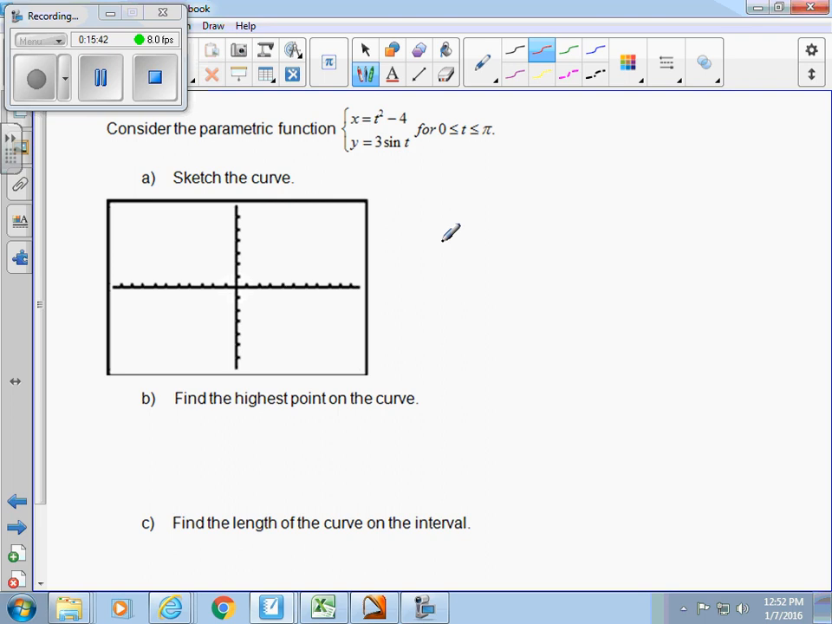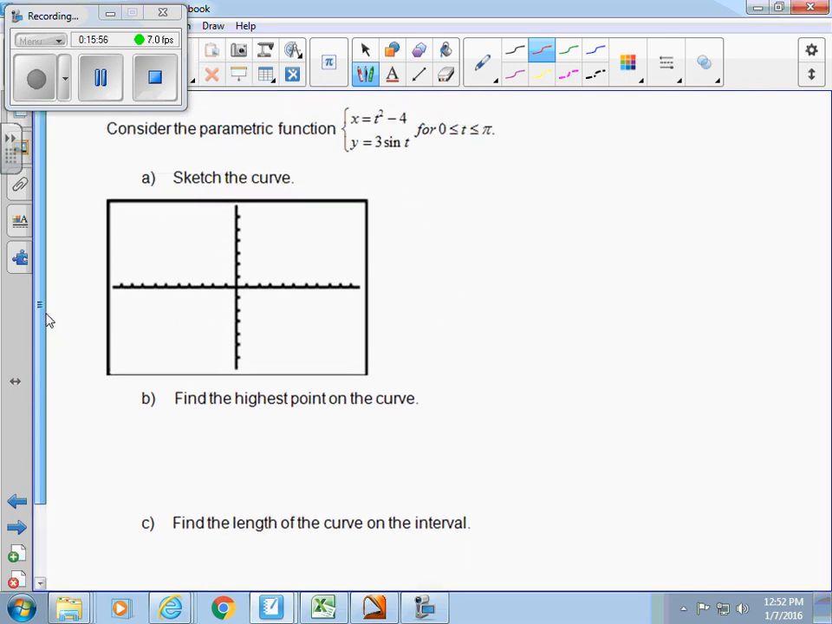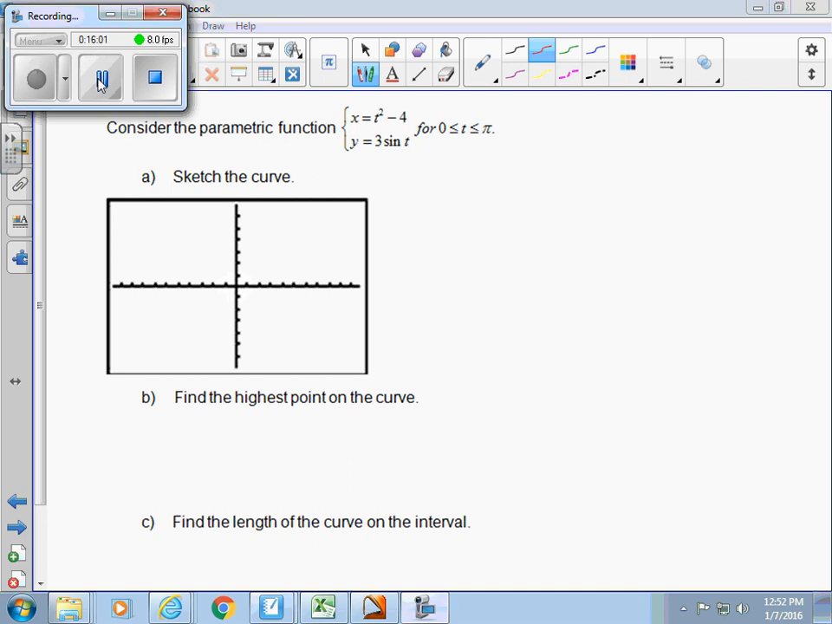X equals t squared minus 4, y equals 3 sine of t from 0 to pi. So sketch the curve, find the highest point on the curve, find the length of the curve. I think that's the last question. So try this one. I'm going to pause this time.